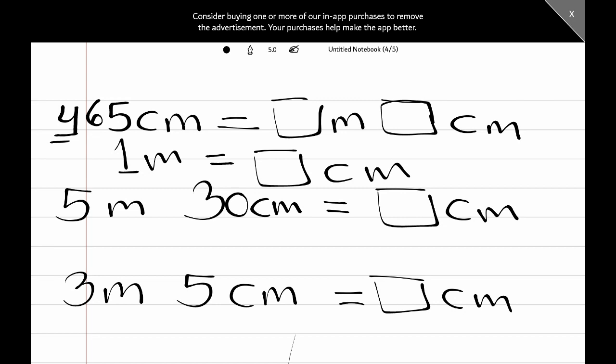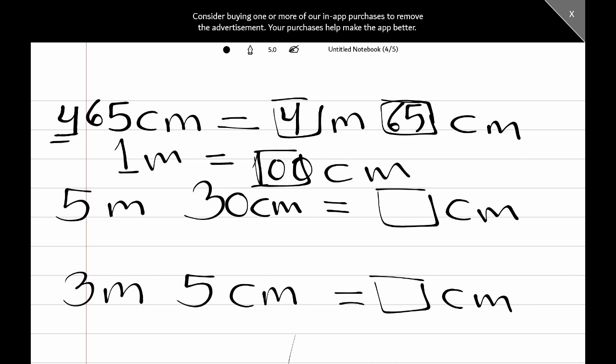So how many hundreds here? How many 100 centimeters do we have here? We have 400. 400 centimeters means how many meters? 4 meters. And the tens and the ones place, we send them to the centimeters. So it is 4 meters, 65 centimeters, because each 1 meter is equal to 100 centimeters.